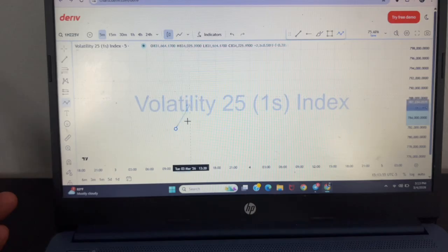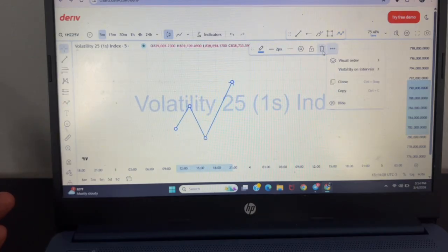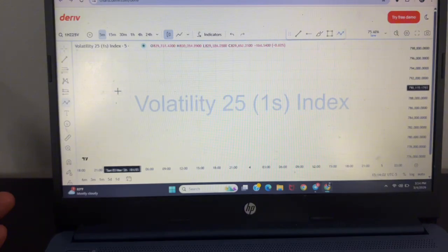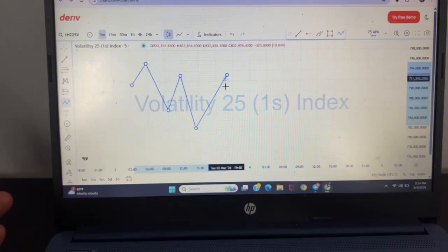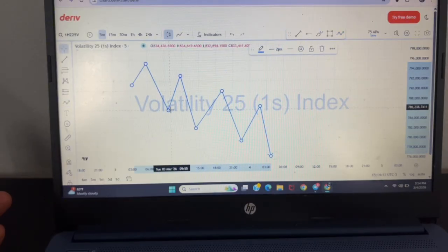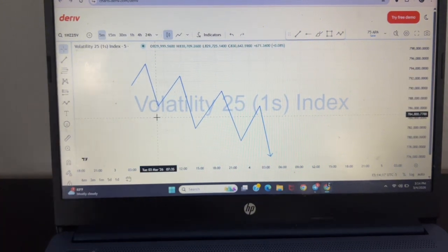Alright, so price gives you this. Wait, let me start up here. So price gives you this. Price is doing this. I'm gonna fix it. Sorry. Price is doing this. This is a downtrend.